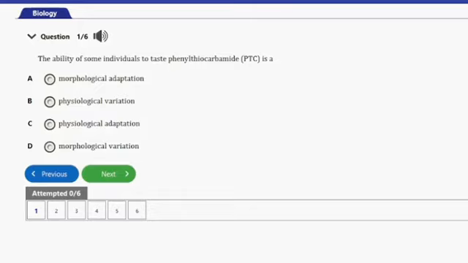It says, the ability of some individuals to taste phenylthiocarbamide is A. Morphological adaptation, B. Physiological variation, C. Physiological adaptation, D. Morphological variation. So guys, the answer to this question is option B, and that's physiological variation. So let's go ahead and consider the next question, guys.